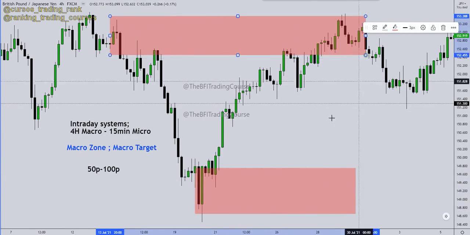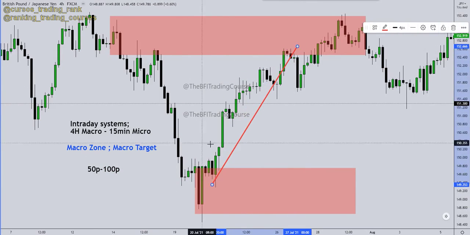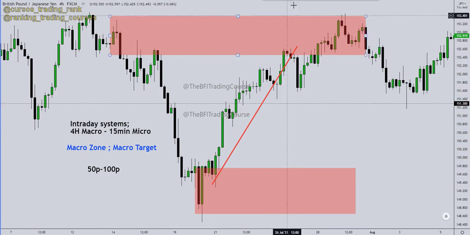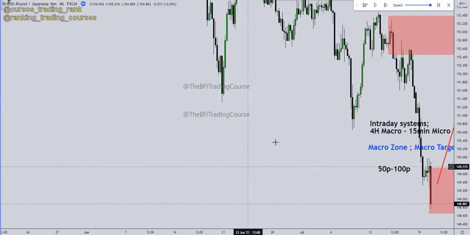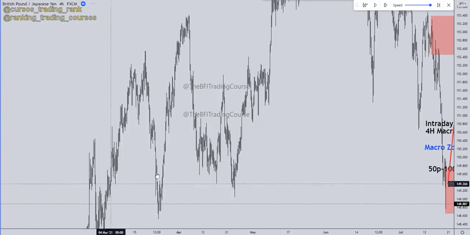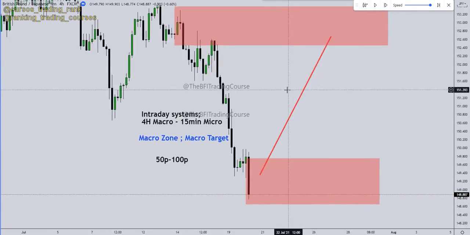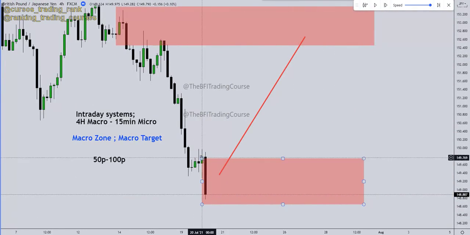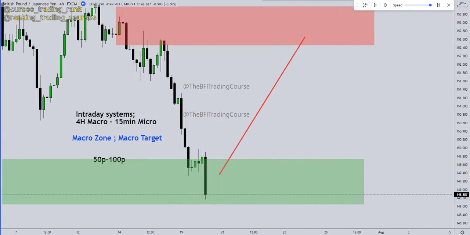Zone to zone. Now, notice that 149 to 150, 151, this is way over this, but 4 hour zone, 4 hour target. If somebody were to get active there, I'm sure there's a zone here to the left, and decided to buy 4 hour zone, 4 hour target. So where would we set that?